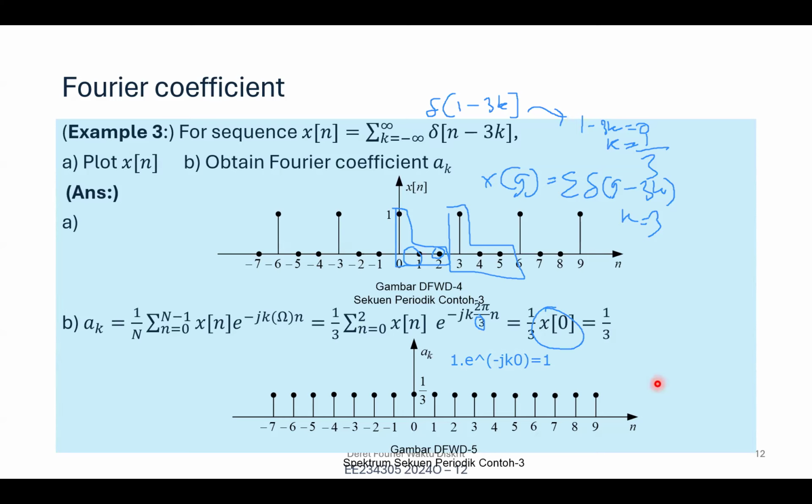I think that's interesting: we see that this is basically a constant, a constant ak for all k, from minus infinity to infinity. The value of ak is the same. It's 1/3 because the frequency content of the signal is always 1/3, no matter where we are.